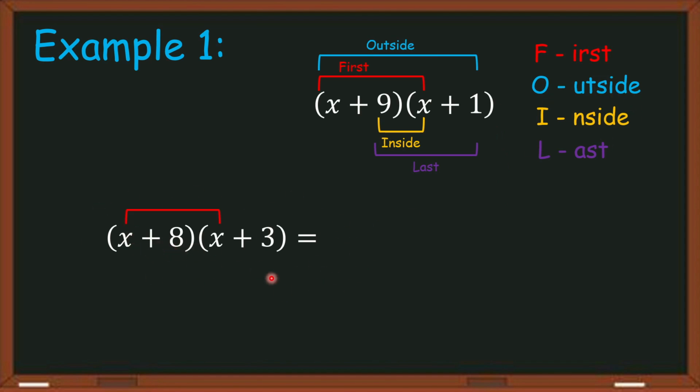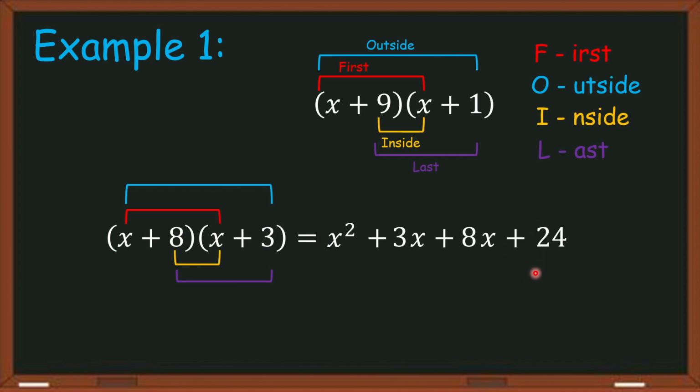So, simulan natin by multiplying itong x times x. Ito yung ating first. So, we have x times x. The answer is x squared. And then, isunod natin yung outside. So, imumultiply natin itong x times 3. So, x times 3 is equals to positive 3x. And then, yung inside, multiply naman natin itong 8 times x. So, 8 times x is equal to positive 8x. So, lagay lang natin positive 8x. And then, yung last. So, imumultiply natin itong positive 8 multiply by positive 3. So, 8 times 3 is equals to positive 24. So, lagay lang natin positive 24.